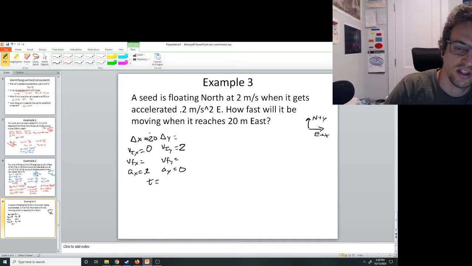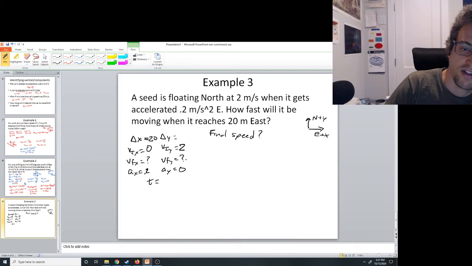How fast will it be moving when it reaches 20 meters east? So change in x is 20. All right, this I want fast. To get fast, I need how fast it's moving when it reaches 20 meters. So I'm looking for v final, right? Or actually, I'm looking for final speed. Okay, that's my question here. In order to get that, I actually need v final x and v final y. Now here's the little easy thing here. v initial y, if the acceleration is 0, that's the same as v final y. v final y is 2. But I do need to find it for x.